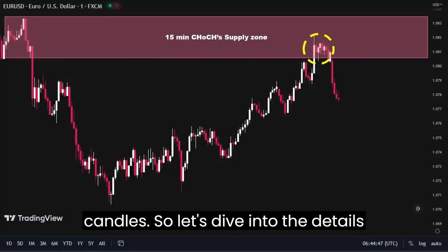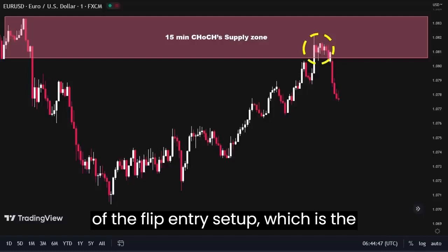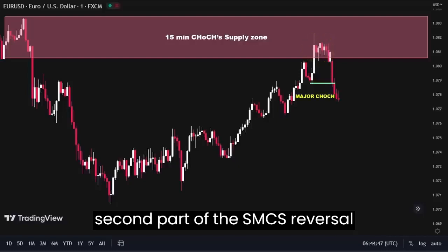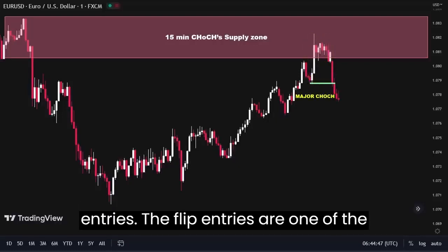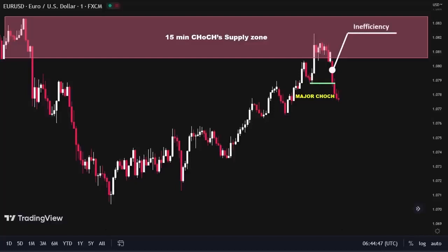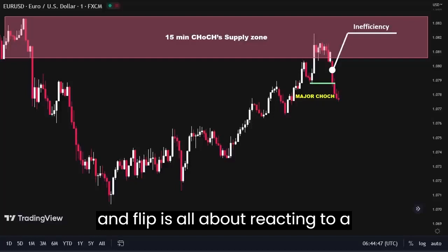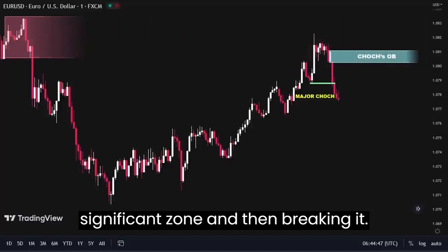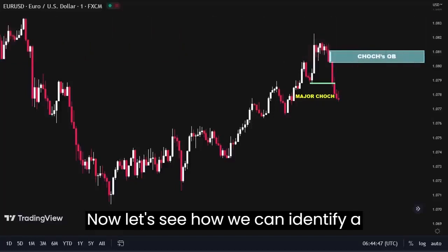So let's dive into the details of the flip entry setup, which is the second part of the SMC reversal entries. The flip entries are one of the best ways to hop in on a quick setup while the market plummets or soars, and flip is all about reacting to a significant zone and then breaking it. Now let's see how we can identify a flip.